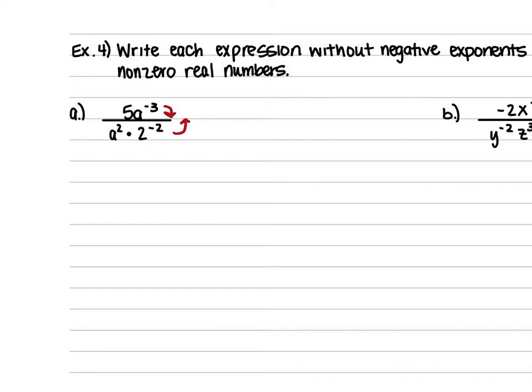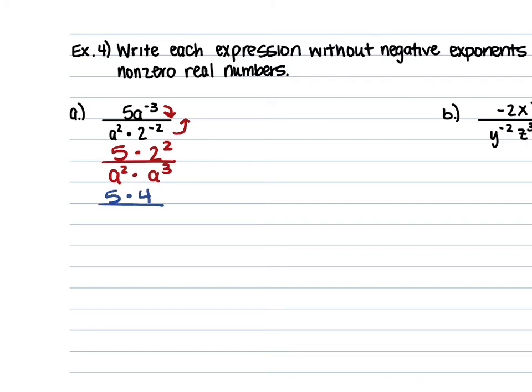So this 5 is going to stay up top. That 2 to the negative second is going to go up top as well and become 2 to the second power. The a squared stays on bottom, and then the a to the negative third goes to the bottom as well to make the negative 3 a positive 3. So here we're just going to simplify. We're going to have 5 times 2 to the second power, which is 4.